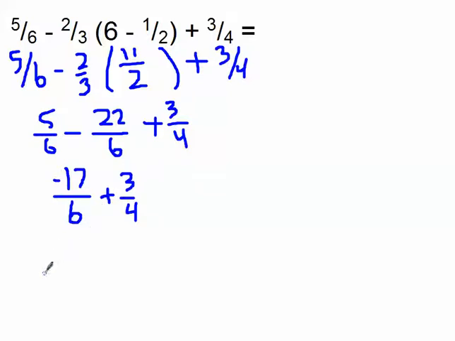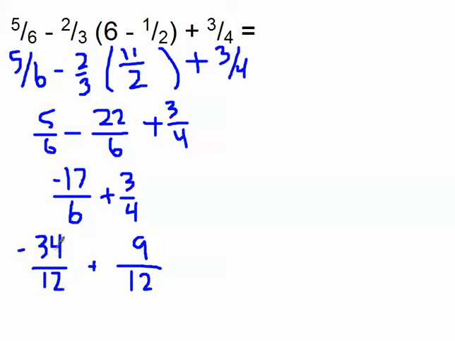So I'm going to go ahead and put my denominators in. How do I get from 6 to 12? Multiply it by 2. So I can do the same thing to my numerator. 17 times 2 is 34. Make sure you don't forget about that negative sign. How do you go from 4 to 12? Times 3. 3 times 3 is 9.